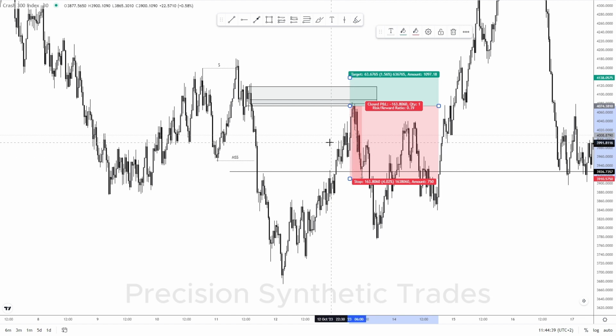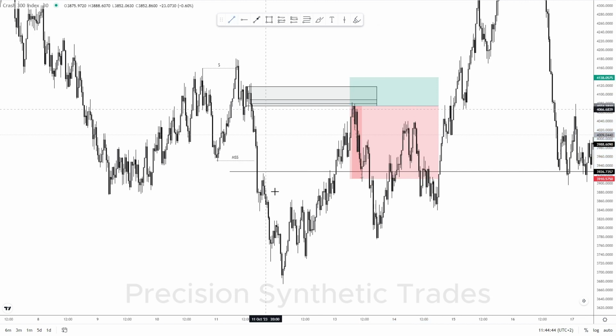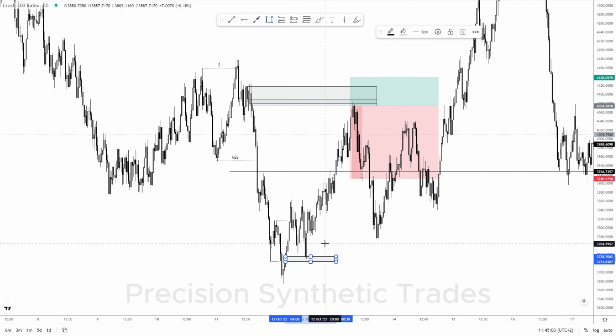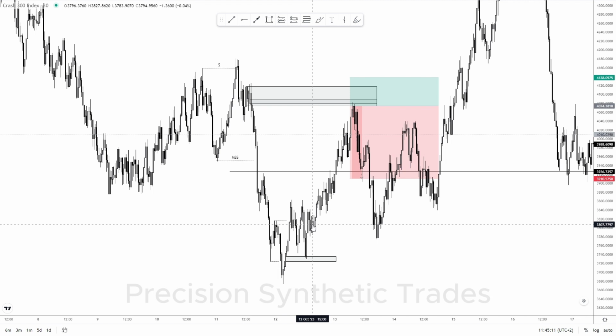Now where are we going to take our TP? Now as you can see, because the trend is starting to shift, for example, here we had a liquidity sweep, we had a market structure shift, here we had a fair value gap. We could have bought, but I don't take any trades in the opposite pair. If I'm trading crash, I only take sells. If I'm trading boom, I'm only taking buys.